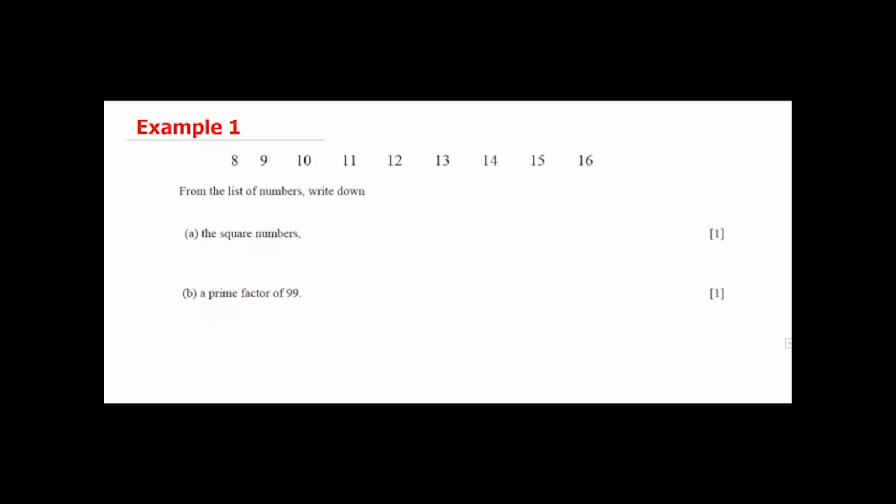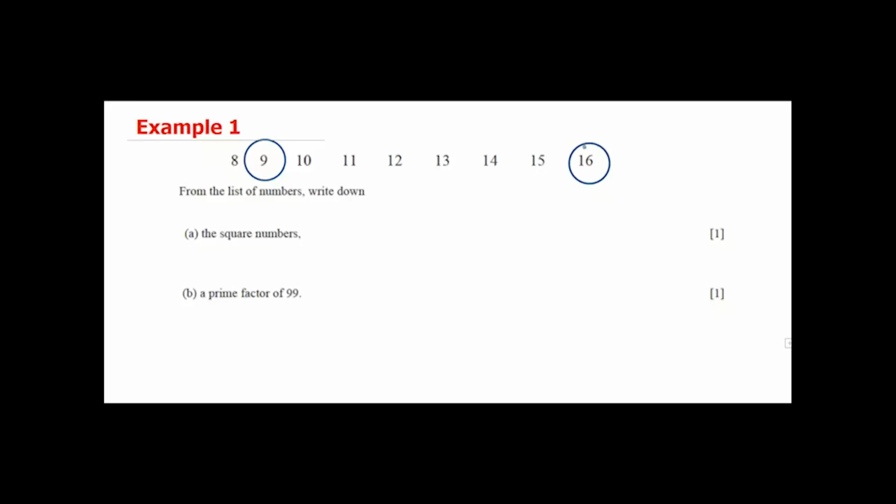We have the first one. You have 8, 9, 10, 11, 12, 13, 14, 15, and 16. Okay, so from the list of numbers, write down the square numbers. So 8 is not a square number. So 9 is a square number. We go again. Which one again? 16 is a square number.